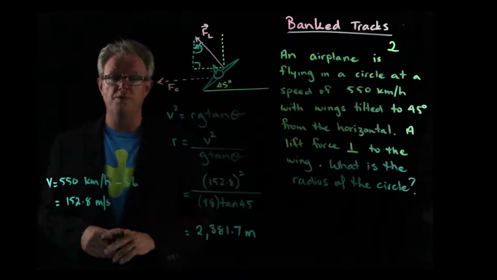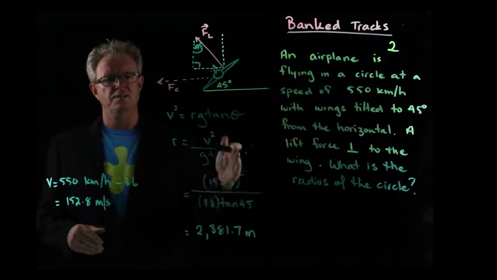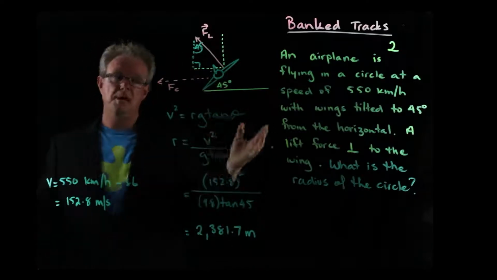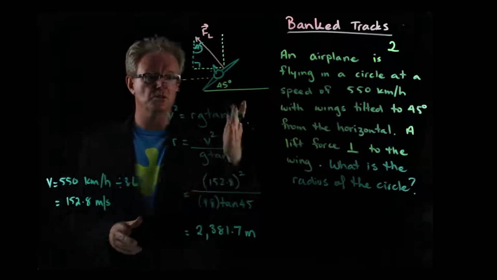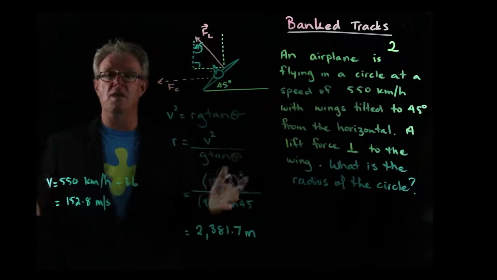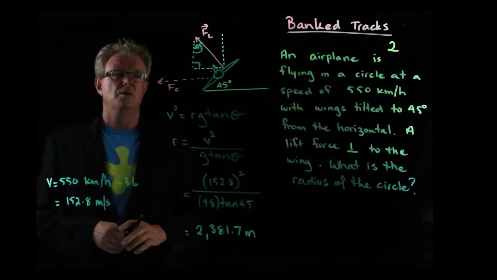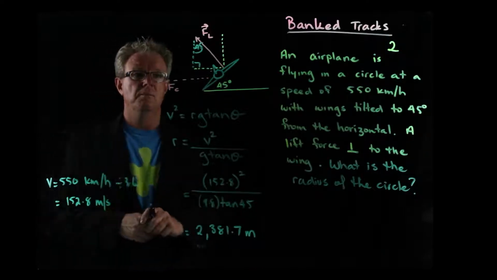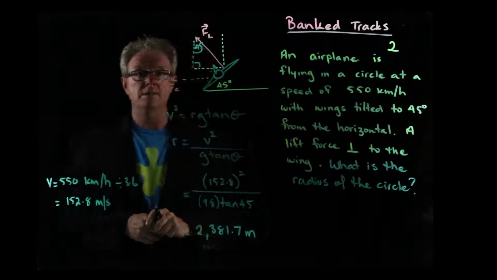right? Or 2.4 kilometers. That's a very long turn, but that's what planes will do at that speed and that angle there. Obviously, in reality, we've got a lot of other components that are going to affect that, right? But we're ignoring air resistance, etc., and turbulence.